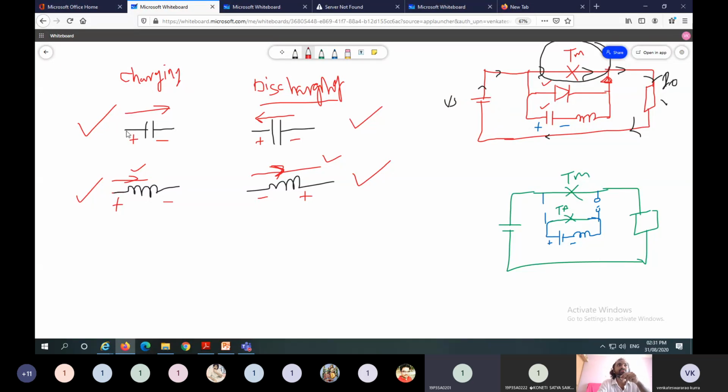Current direction. So this one is the direction of current while charging. This one is the direction of current while discharging. So this is the discharging direction and this is the charging direction. Okay. So this one is for the inductor. The polarities are like this, plus, minus. And the voltage polarities reverse during discharging of the inductor. So it is minus and it is plus. But the current direction is the same as the charging direction. Is it clear? Any doubts?